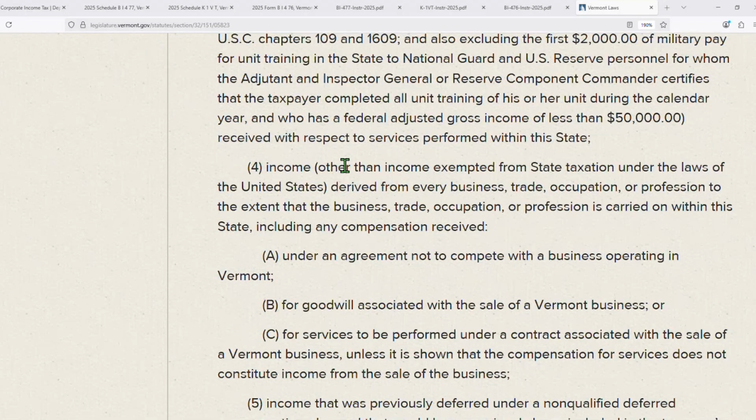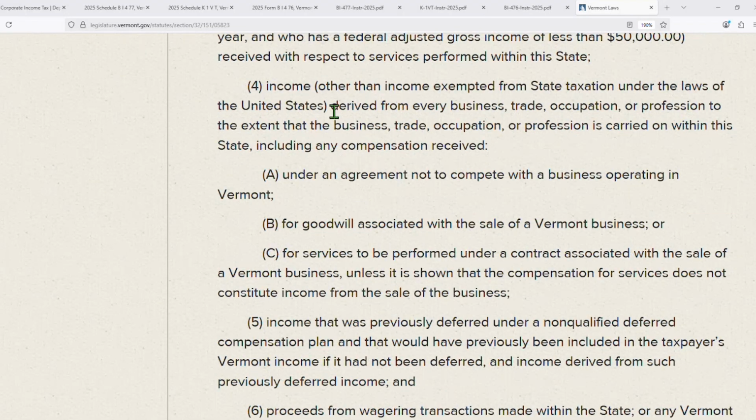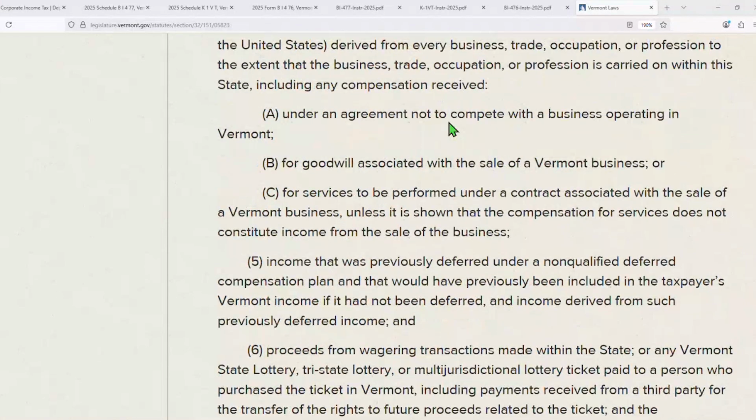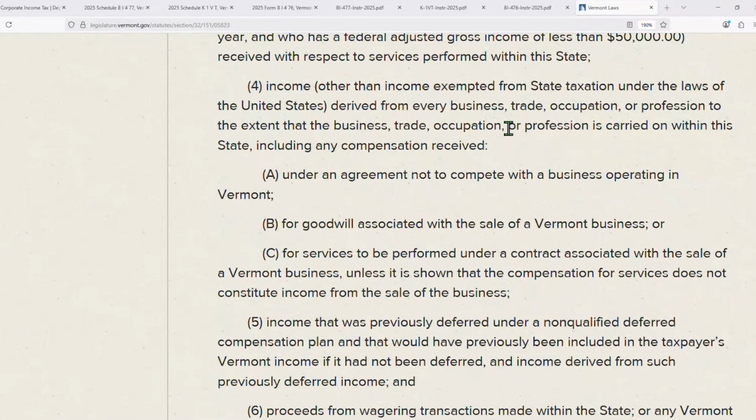Wages we're not as concerned with because that's not part of the business income in terms of our operating partnership and LLC income. And then here's where it gets really interesting, number 4, the income from every business, trade, or occupation to the extent that that business is carried on in Vermont, right? So that is where we start talking about multi-state operations, where we say to the extent that.